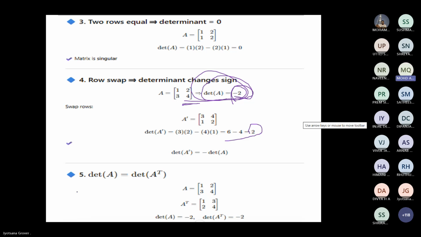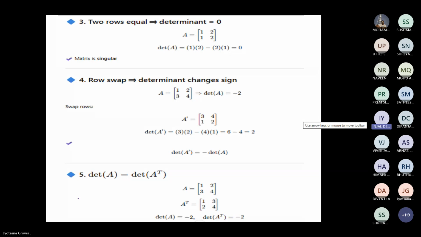Does it hold true for a 3 cross 3 matrix, wherein maybe row 2 is swapped with row 3, or row 1 is swapped with row 2 or row 3? Yeah, you can swap any row. Here we are talking about 2 cross 2, but you can talk of 3 cross 3 also. So if you do any row swap, the determinant will get multiplied by -1. That's it.